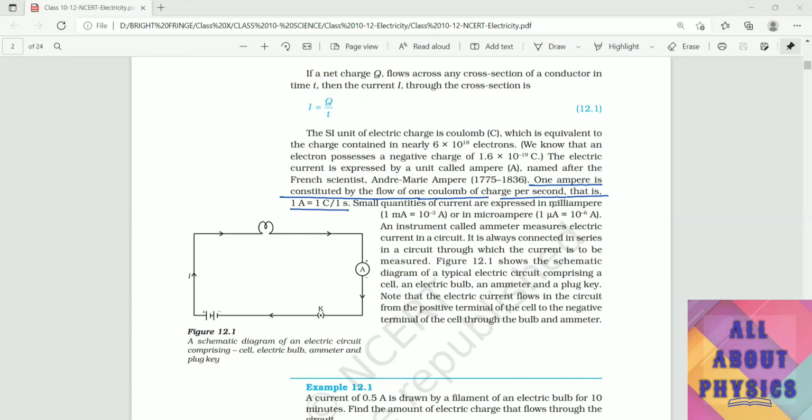Fine. So there are also smaller units of electric current. We can measure electric current in milliamperes. 1 milliampere is 10⁻³ ampere. And we can also measure electric current in microampere. Okay? 1 microampere is 10⁻⁶ amperes.